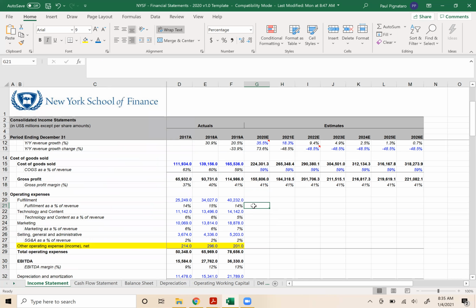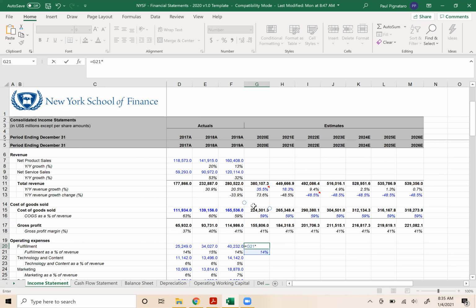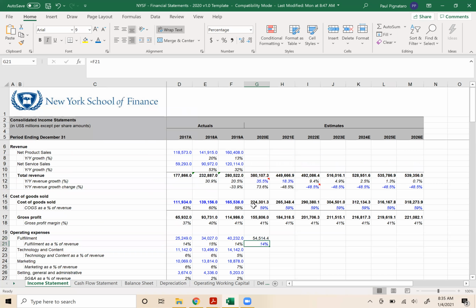OpEx. For most OpEx, again, look how similar this is. 14, 15, 14, 6, 6, 5, 6, 6, 7, 2, 2, 2. I'm just going to take the last year's. So for fulfillment, I'm going to assume it was last year's, and I'm going to back into that fulfillment number by taking 14% times revenue. Okay, copy to the right. I'm going to do everything down, then I'm going to copy everything to the right.